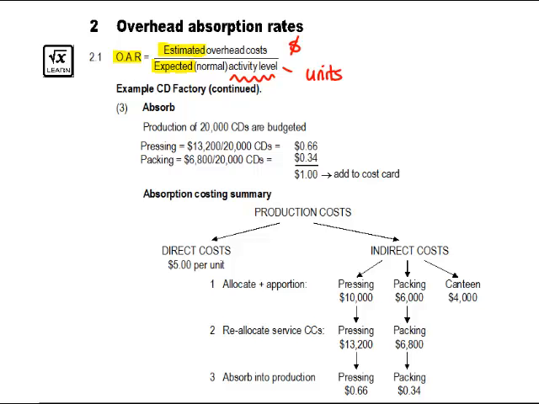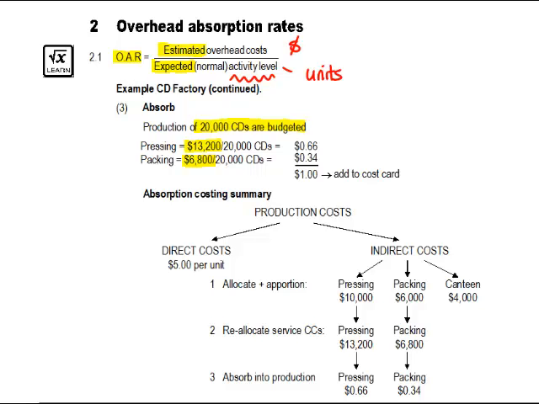What we've got here is production of 20,000 CDs that have been budgeted. Now, the totals that we came up with were $13,200 for pressing and $6,800 for packing. So remember, there was $20,000 in total in our overheads. So that's how the split ended up.